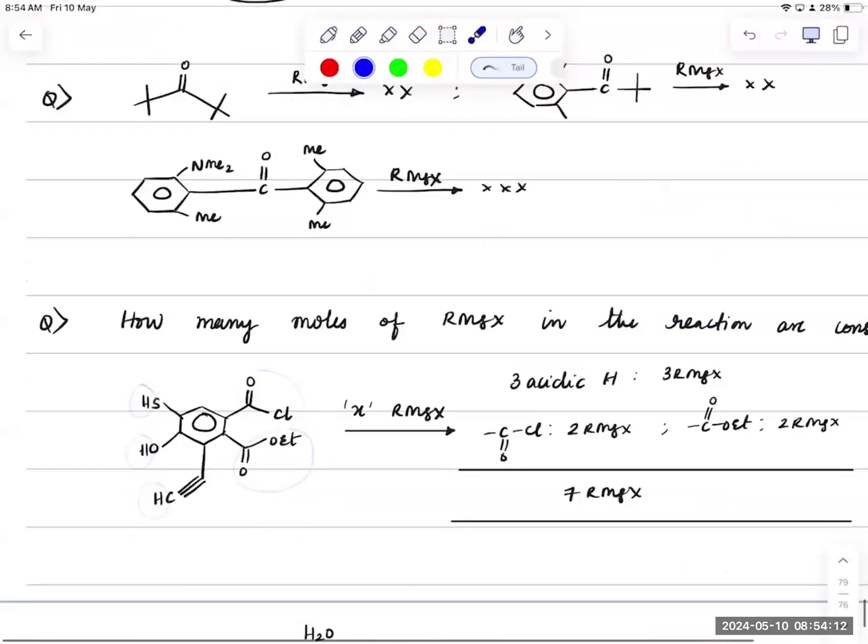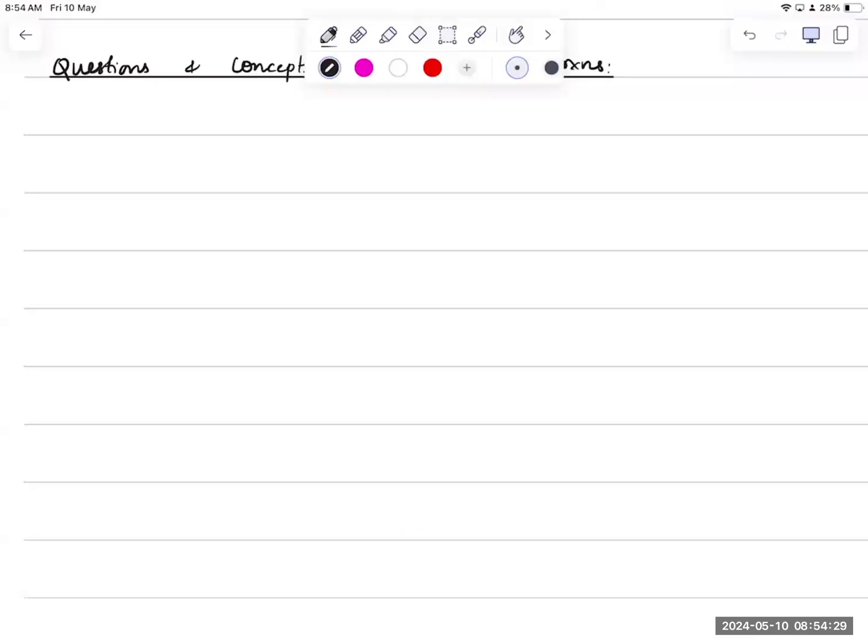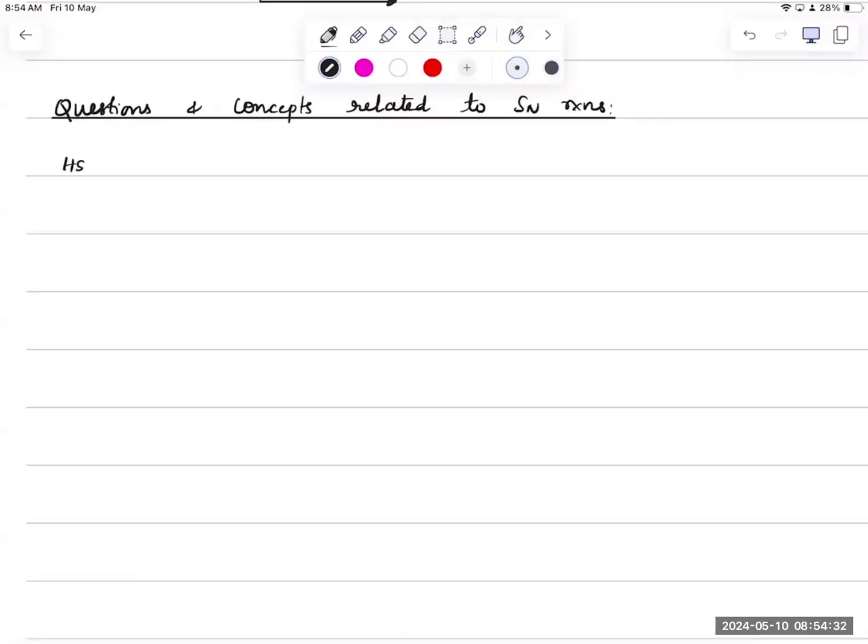Now, usually, this concept of hard and soft acid base theory is less useful for us, but sometimes it will help in solving simple questions. So I would suggest remember this concept of HSAB, that is hard and soft acids and bases. Okay, hard and soft acid bases.